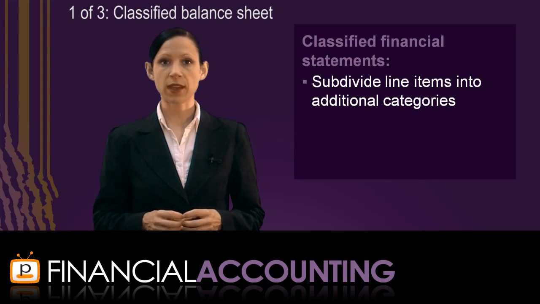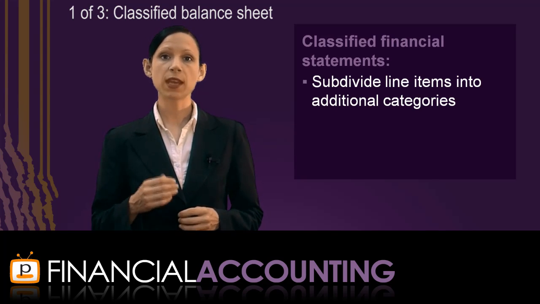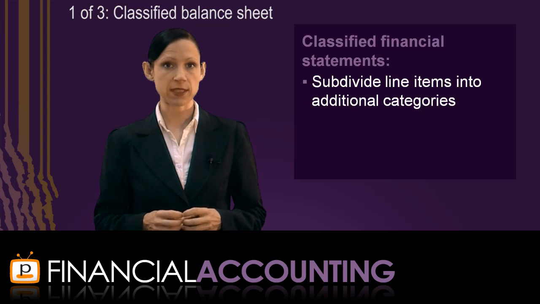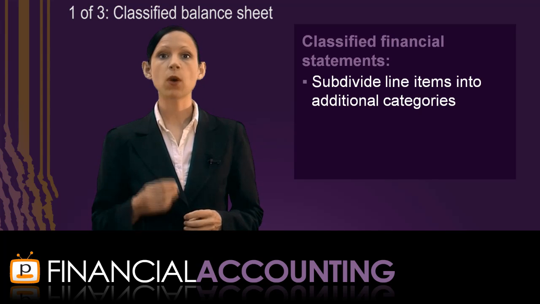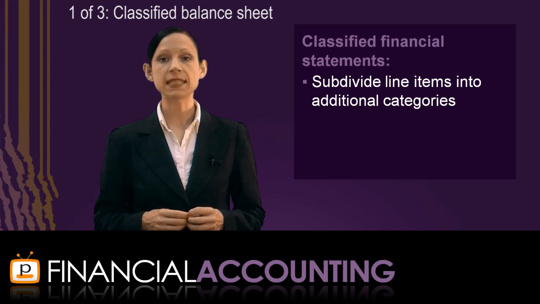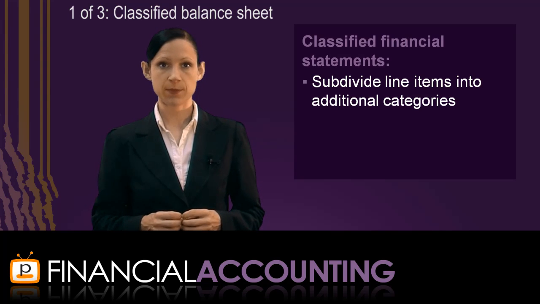The purpose of classifying each financial statement line item into additional categories is to communicate more detailed information about the business to users of financial statements. This chapter looks at the classified balance sheet, while the classified income statement is covered in the next chapter. In the classified balance sheet, assets and liabilities are subdivided into two main categories: current and long-term items.